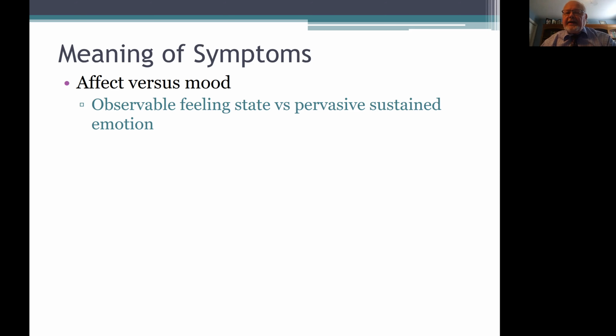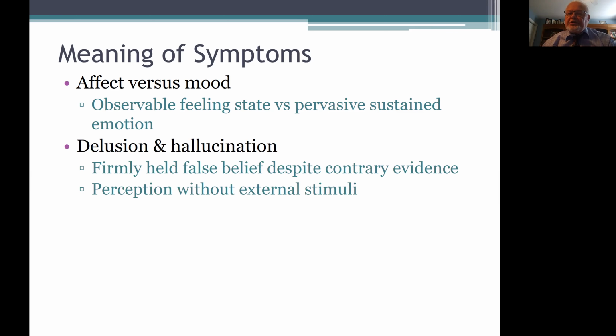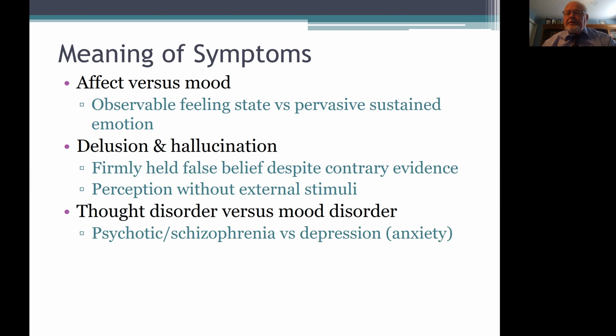For example, affect is an observable feeling state versus mood, which is a pervasive, sustained emotion. A delusion is a firmly held false belief despite contrary evidence, while a hallucination is a perception without external stimuli. Thought disorder refers to impaired thinking about reality, such as you see in psychotic disorders or schizophrenia, whereas mood disorder is about a pervasive feeling, such as depression or anxiety.